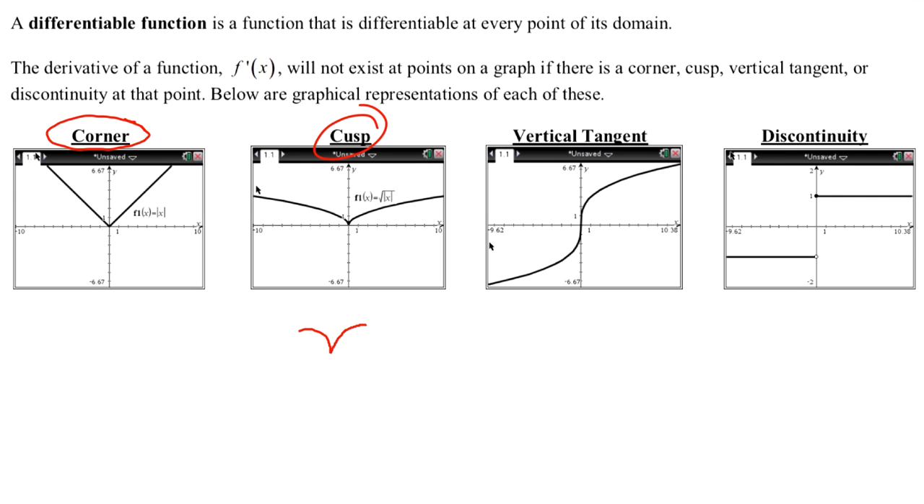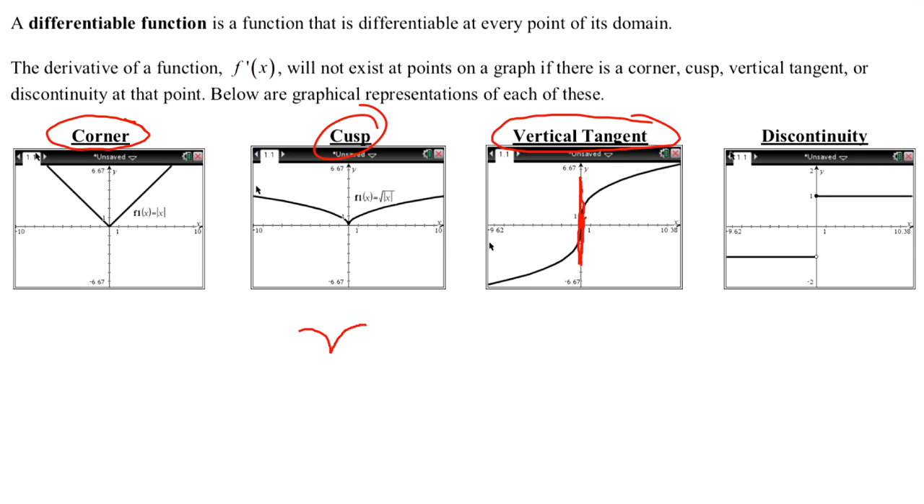Another type of situation where you will have no derivative will be when you have a vertical tangent. For example, at this point right here, the tangent line is a vertical line. Now remember that the slope of a vertical line is undefined. And since a derivative is a slope of a tangent line, and the slope of that tangent line is undefined there, then you're not going to have a derivative.